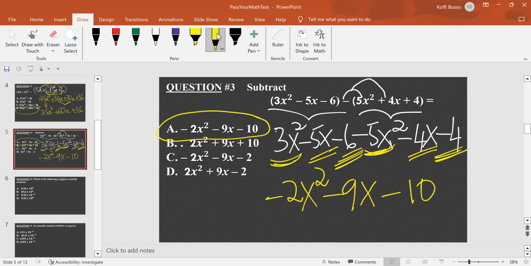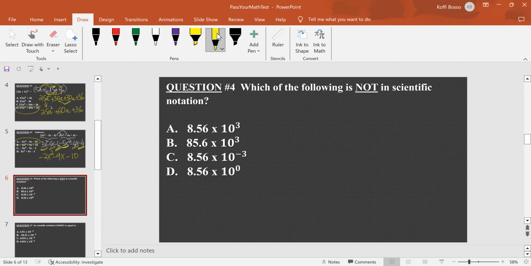Let's continue. Question number 4. Which of the following is not, they say is not, in scientific notation? So if you see these 4 answers, B is the answer. B is the notation which is not the scientific notation.